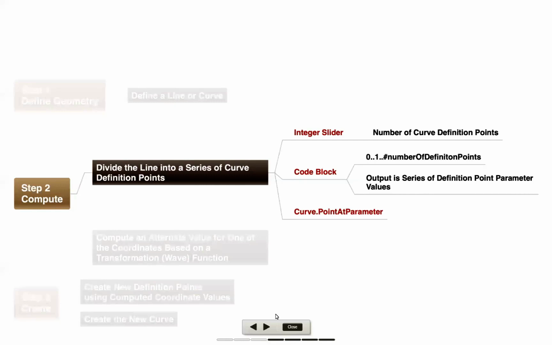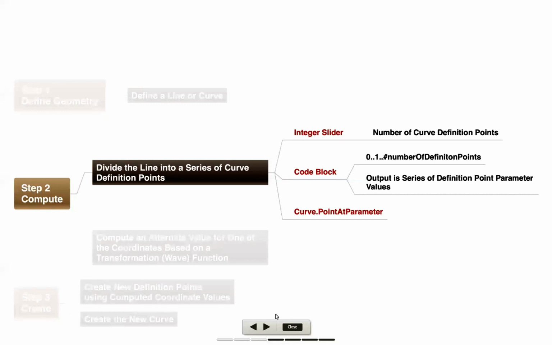As the next step in our workflow, let's do a little computation using that line we defined in step one. We're going to start by dividing that line into a series of curve definition points. The idea is we want a number of points along that line that we can then use for defining this new curve. We'll set that up using a curve point at parameter, using an integer slider to set how many curve definition points we want, and then use a code block to create the parameters.